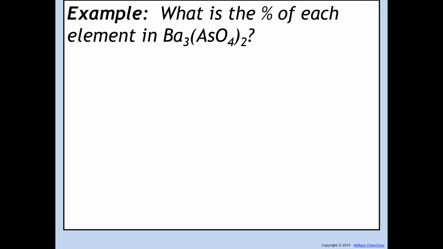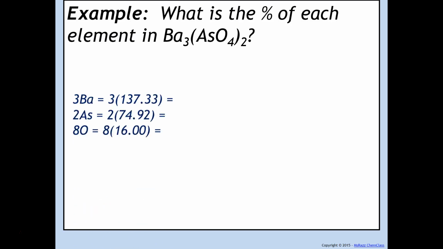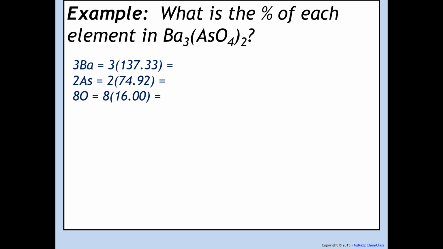Let's try another example. So it says, what is the percent of each element in barium arsenate? So this question is different than the last one because now we're focusing on the percent of each element. The first thing that you should do is calculate the molar mass of the entire compound. So we have 3 bariums in this compound, and then according to the mass on the periodic table, I'm going to have to multiply that by 3, and so you should get 411.99.